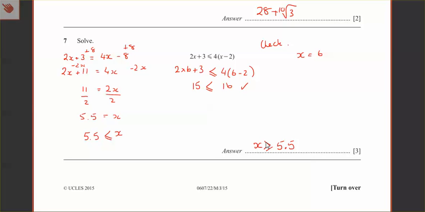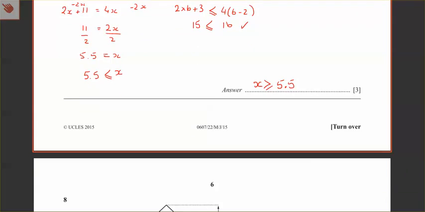Make sure you get it the right way around. Don't forget to put the symbol back in. If you leave it as an equal sign, you're not going to get your marks. I'm going to finish 3 marks. Okay, let's move on.